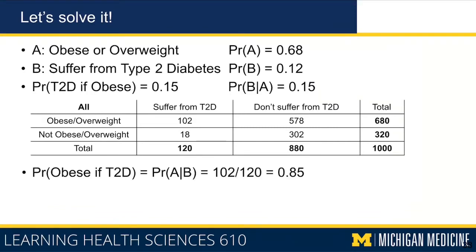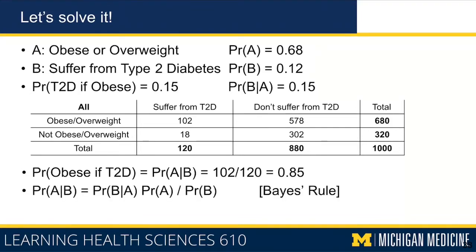Once you have filled this one up, even the way I was saying it, you would have realized that what you are asked now is probability of someone being obese if they are type 2 diabetic, which means that you're talking about 102 divided by 120, and that is 0.85. So the answer to the question is 0.85, right? So 85% of those that are type 2 diabetic are obese.